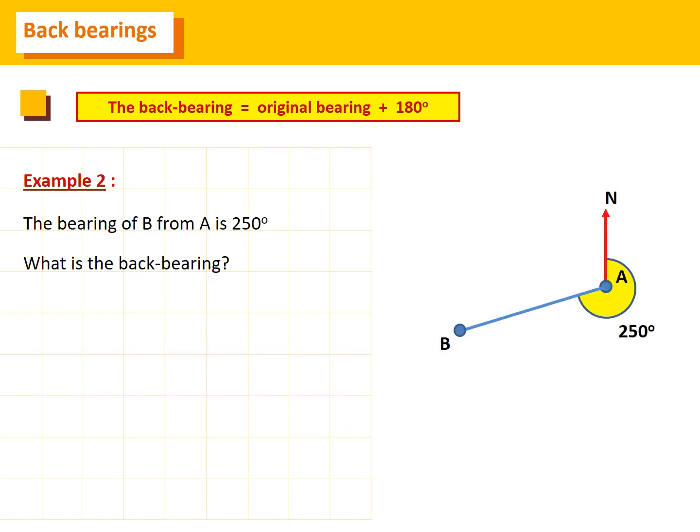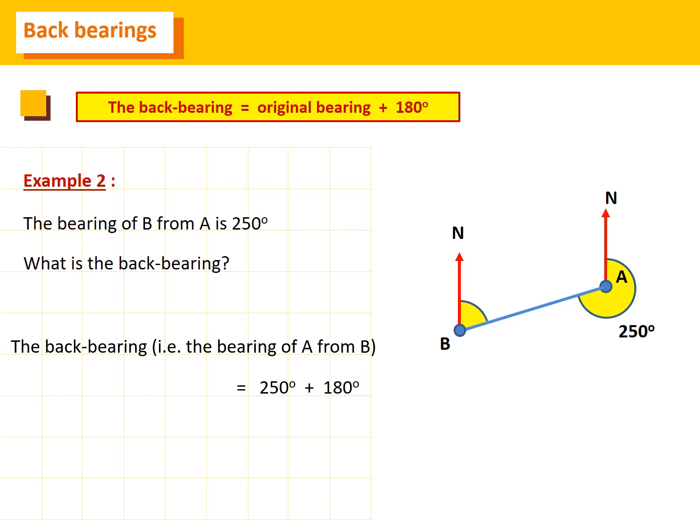In example 2, we've got the bearing of B from A. Our original bearing is 250 degrees. What's the back bearing? Well, the back bearing would be the angle measured from the north line at B to A, that angle shown. Our result tells us we simply add 180 degrees to the original bearing. But when we add 180 to 250, we end up with 430 degrees. Now that looks wrong. But wait, don't panic.